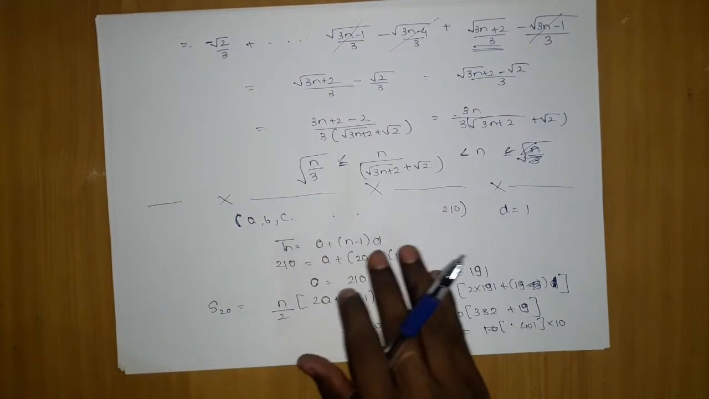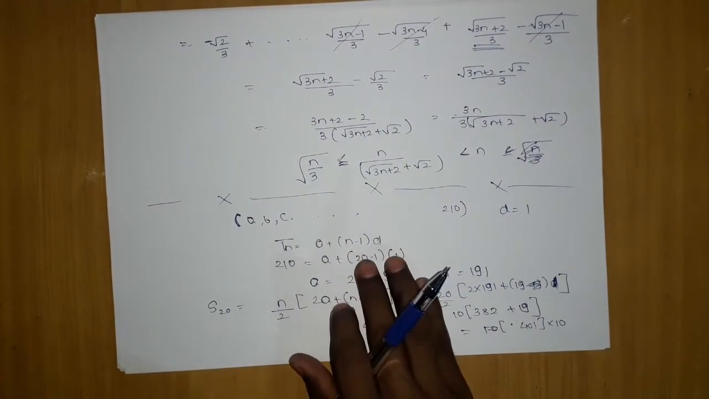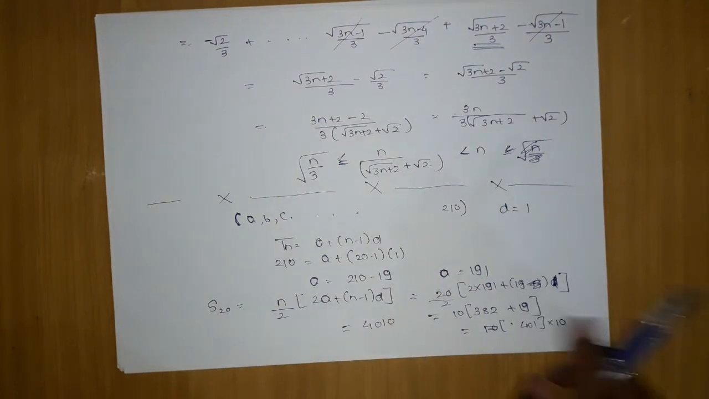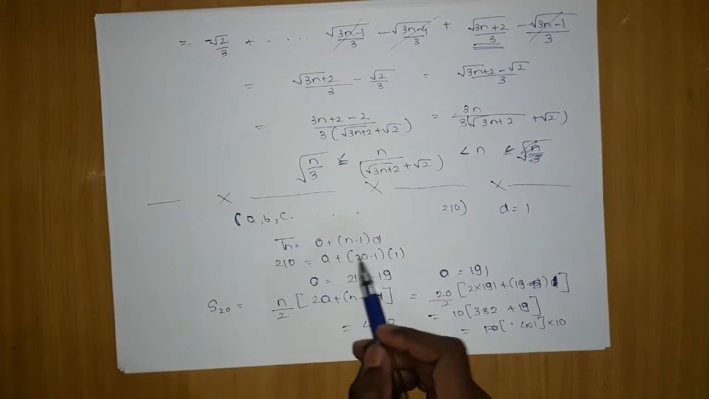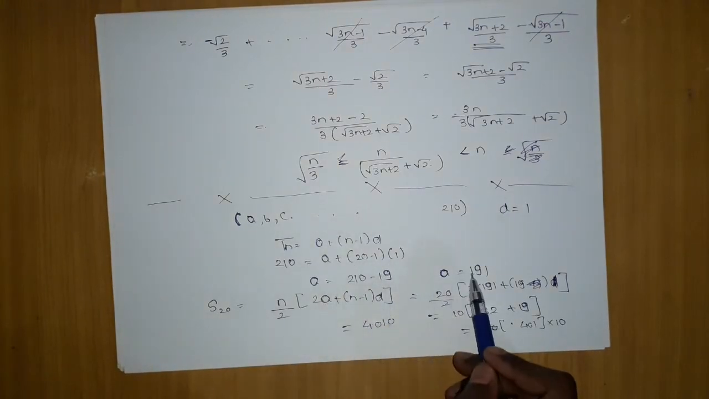Then I apply Tn is equals to A plus n minus 1 into d. 20th row, so put n is equals to 20. Don't put 1 here because you are not taking it as a part of the series of the triangle. Okay, then 20 minus 1, it is 19. Then A I'm getting 191.